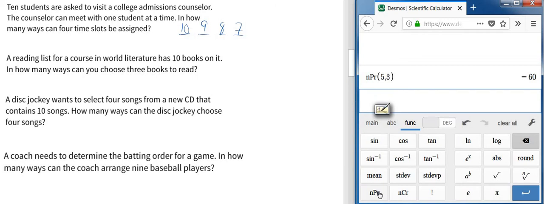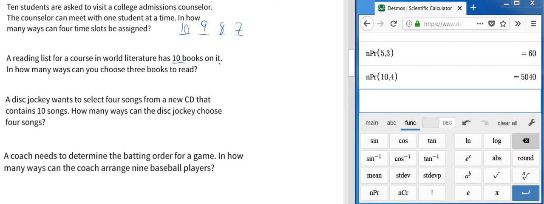Or, let me just do this. We could do NPR, and we're doing 10, 4, right? 10 objects, students in this case, but we're only using 4 of them. Hey, we get 5,040. All right? How about this next one? A reading list for a course in world literature has 10 books in it. How many ways can you choose 3 books to read?